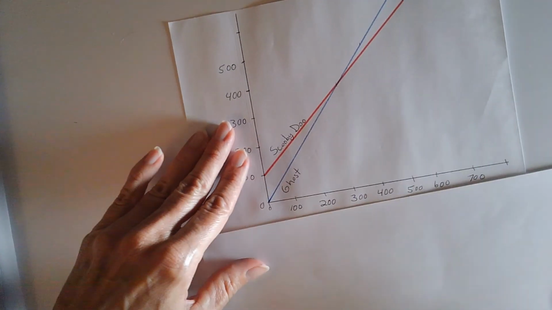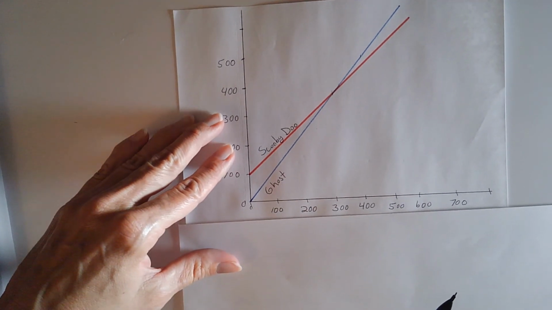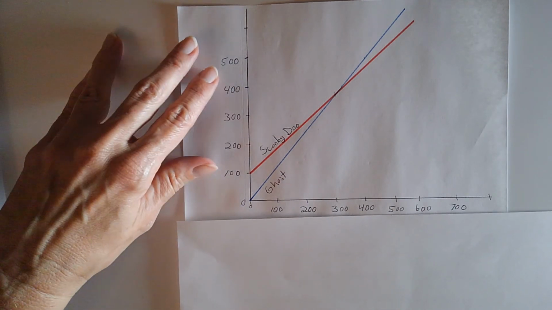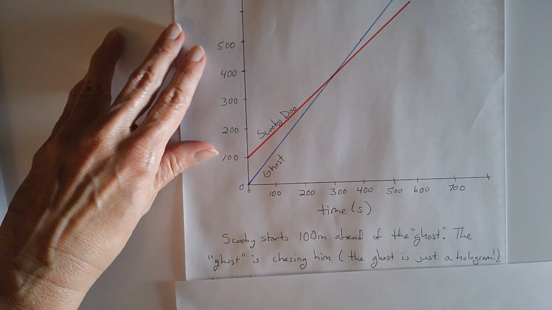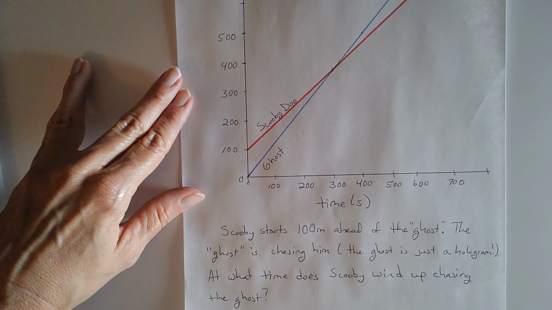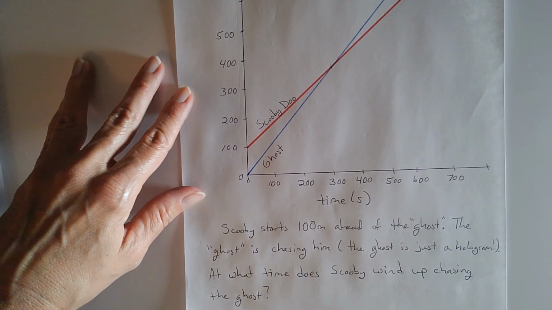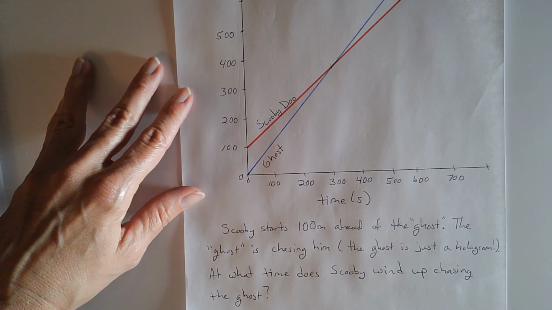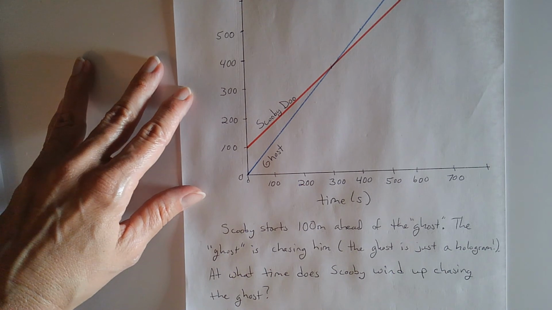I've warned you guys, I like my cartoons. All right. So now we have Scooby-Doo and a ghost. And we all know Scooby-Doo runs from ghosts. But sometimes the ghosts tend to overshoot Scooby-Doo. So let's take a look at this problem. Scooby starts 100 meters ahead of the ghost. The ghost is chasing him, but unbeknownst to Scooby, this ghost is just a hologram. At what time does Scooby wind up actually chasing the ghost?